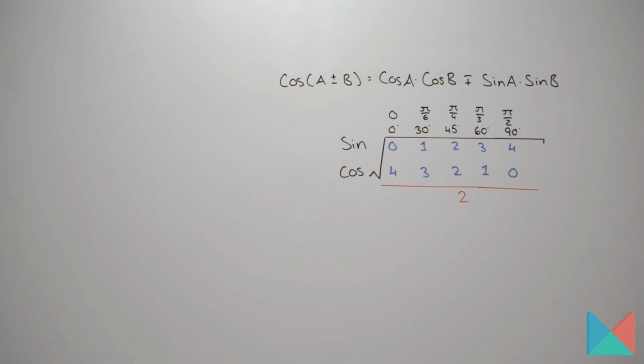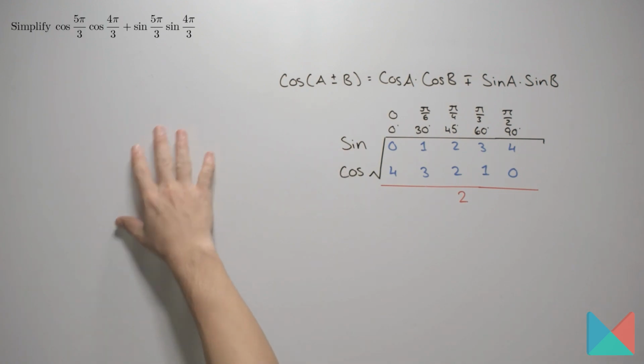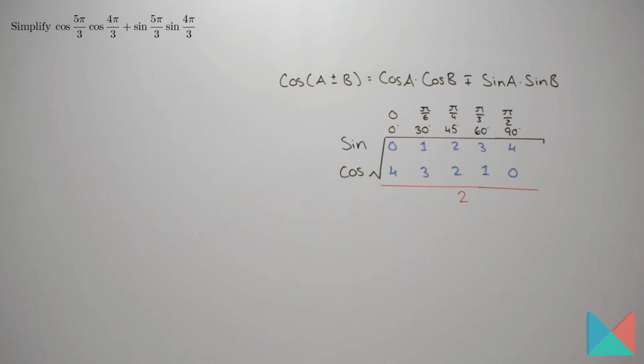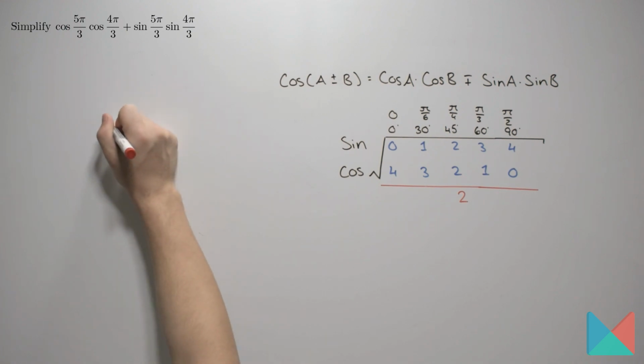In this video, we're going to complete some examples to show how we use the angle sum and difference identity for cosine. So starting with our first example, we want to simplify the following expression. And the way we can do this is by considering the angle difference identity for cosine. And to make this more obvious, we're going to make a couple of dummy variables.